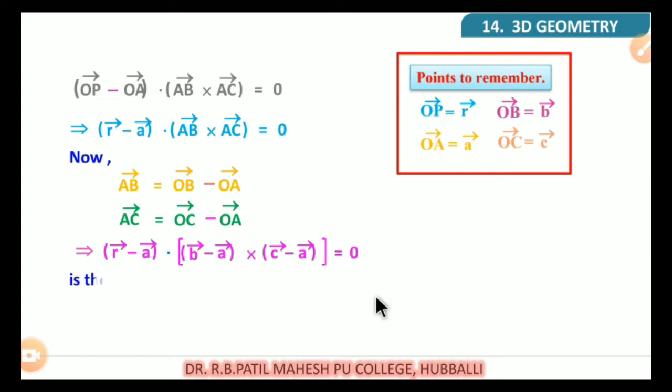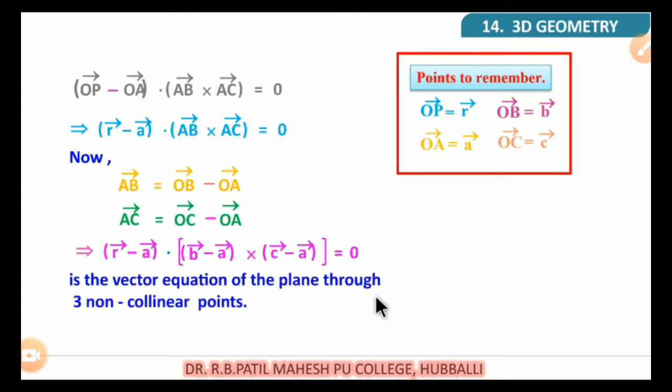Therefore, this is the vector equation of the plane through three non-collinear points, that is r minus a vector dot product with b minus a vector cross c minus a vector. This also looks like the scalar triple product of the vectors r minus a, b minus a and c minus a.